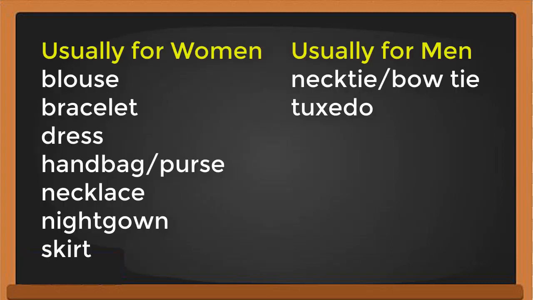Also, there are clothes and accessories that are usually for women, like blouse, bracelet, dress, and so on. And then there are clothes and accessories that are usually for men: necktie or bow tie, and tuxedo. You can look at these words in a dictionary, or you can Google it to see the picture of the noun.